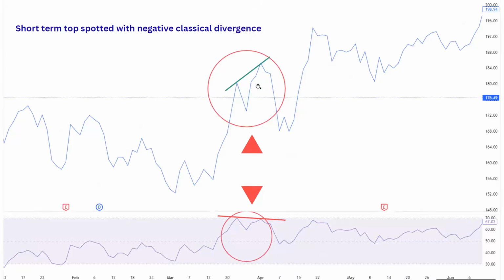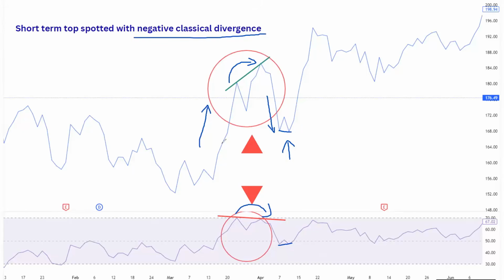So in this example, we do have a bull market, higher high in price, lower high in RSI, and we have a negative classical divergence in place and the market shoots down. It creates a short-term top. So from 188 or 187, this stock comes down to 168, correction of 20 rupees. And if you watch clearly, we have a lower low here in price, a higher low in RSI. So immediately we also have a positive classical divergence.